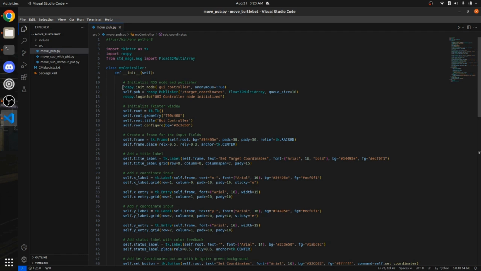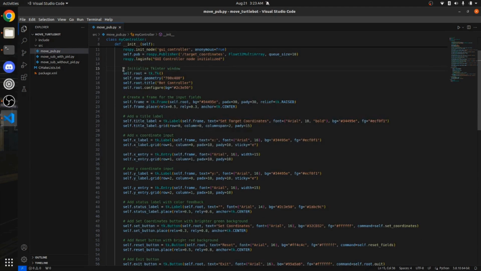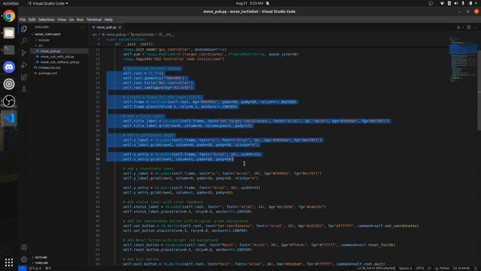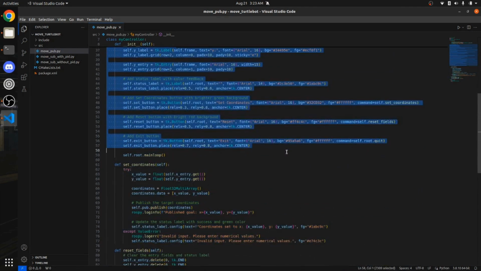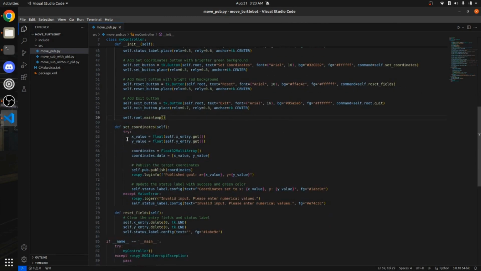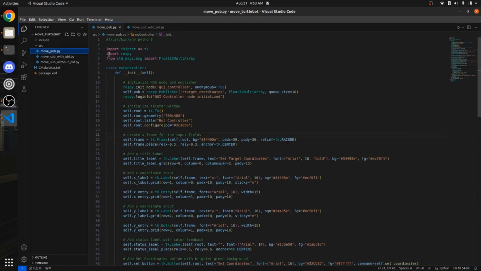So first, the node is initialized by the name viewController, and then this node sends the message to the topic named target coordinate. Then this is just the GUI, written using tkinter in Python, and finally the inputs are taken as the x and y values and simply published to the topic.